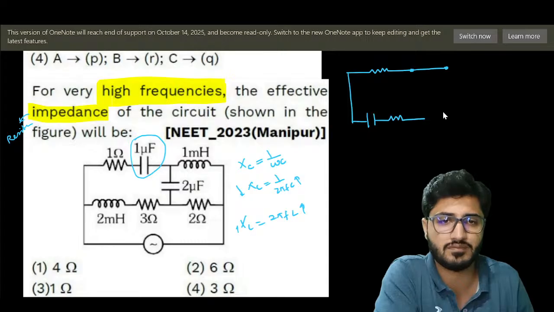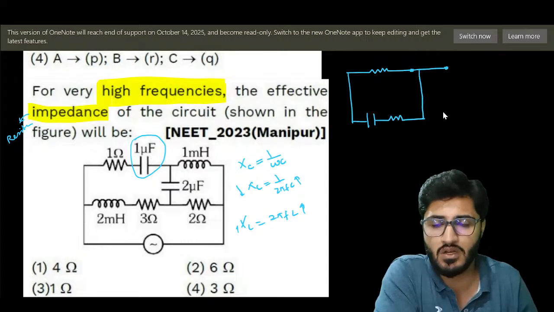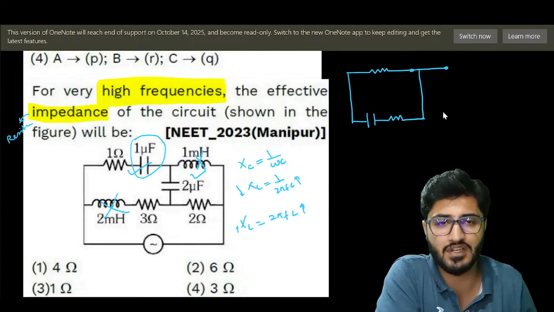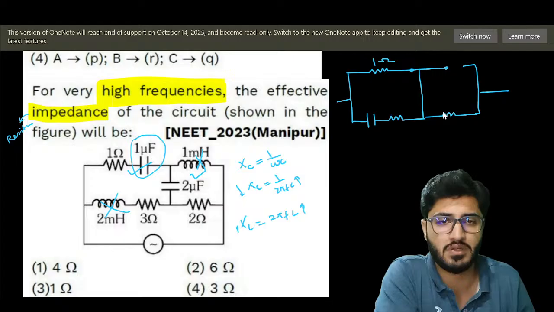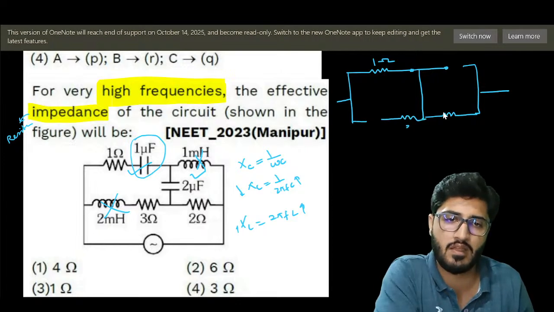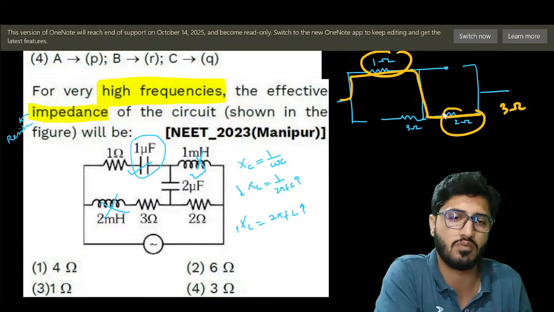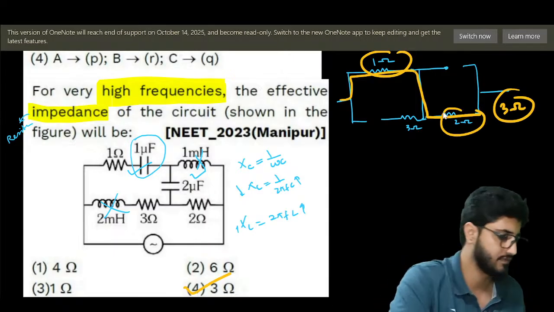Done? Look, this is closed, open, closed, right? So we are having a structure like this. One ohm. Here it is open now. 3 ohm, 2 ohm. So if current will flow, the current will flow in this manner. So total resistance is 1 and 2, that is 3 ohm. So the total is 3 ohm. Easy?